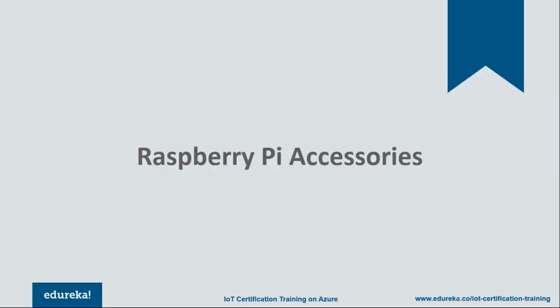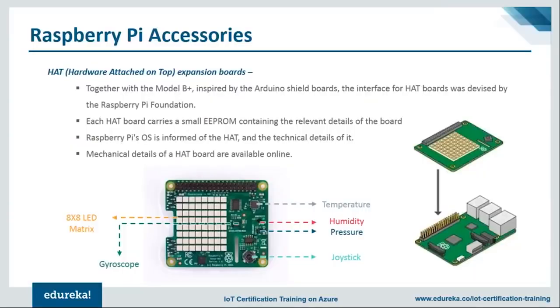Now that we've installed Raspbian on our system, let's look at some of the accessories which can be used with Raspberry Pi. One of the most popular and interesting accessories to Raspberry Pi is the Sense Hat. A hat is basically hardware attached on top. There are various hats available, but the Sense Hat is the most popular because you have various onboard sensors present here. You have a temperature, humidity, and pressure sensor, as well as a gyroscope and a joystick. Apart from this, the reason it is quite popular is because it has an 8x8 LED matrix display.